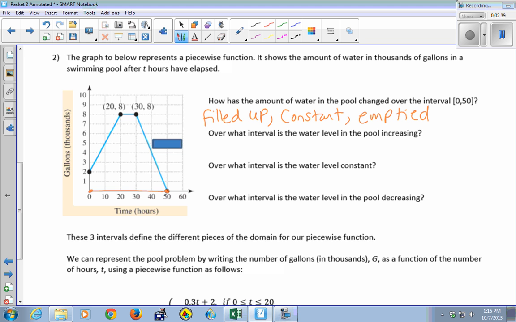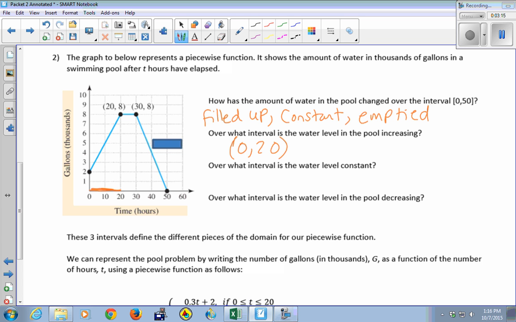All right, so over what interval is the water level in the pool increasing? And for interval, I want just the independent variable of time. Over what times was the water level increasing? 0 to 20, right? So this is my x interval. Over that interval, the amount of water in the pool is going up. So the water level in the pool is increasing from 0 to 20. That's the interval.